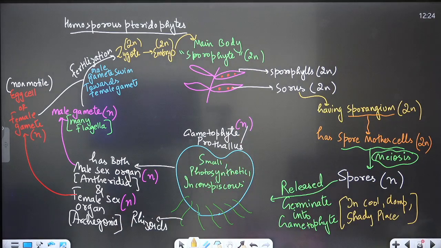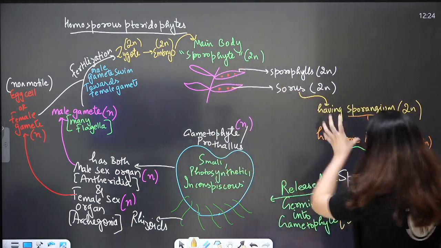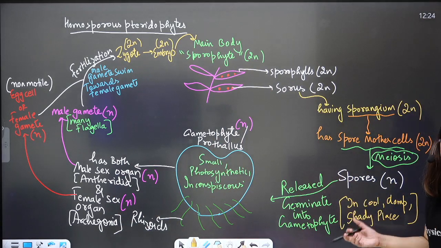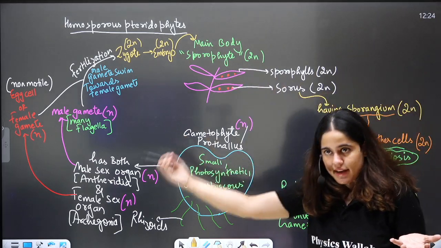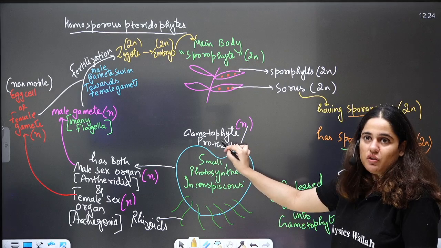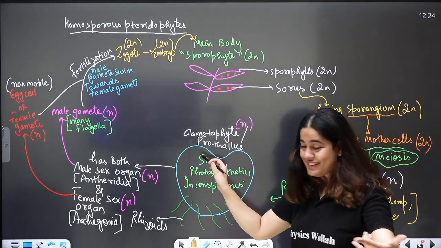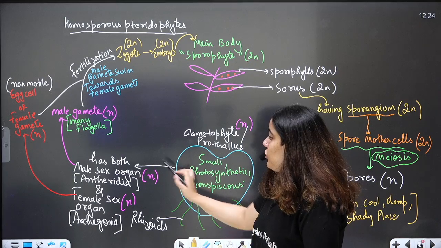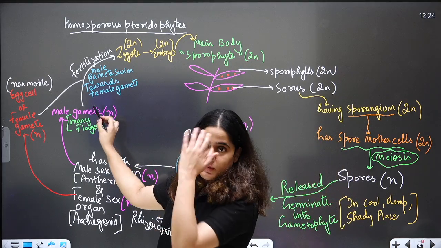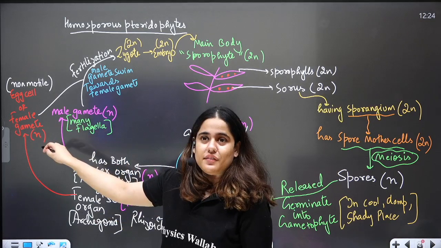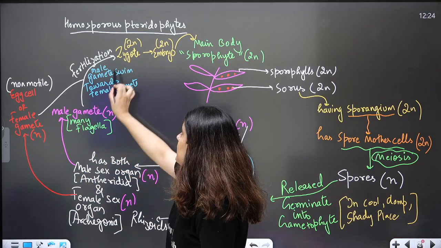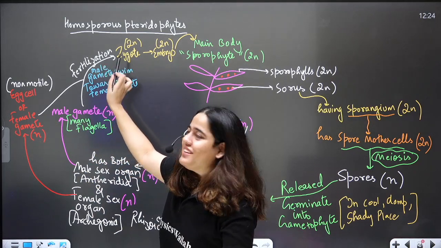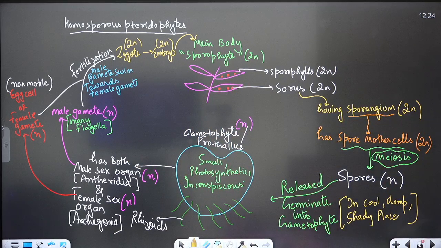So as you can see here, the life cycle is very easy. This is the main body. It will produce spores through meiosis. The spore, wherever it finds a cool, damp and shady place, will be separated from the parent body and form a structure like this known as the gametophyte or prothallus. It is haploid because it is formed after meiosis. It is very small, photosynthetic and inconspicuous. We are not able to observe it. It has both female and male sex organs. The male sex organ will produce male gametes having many flagella. The female sex organ produces female gametes, non-motile, no flagella. They will fuse. Zygote will be formed. Again, diploid condition is restored. Zygote will form embryo and embryo will form the main body. So this is how homosporous pteridophytes work.